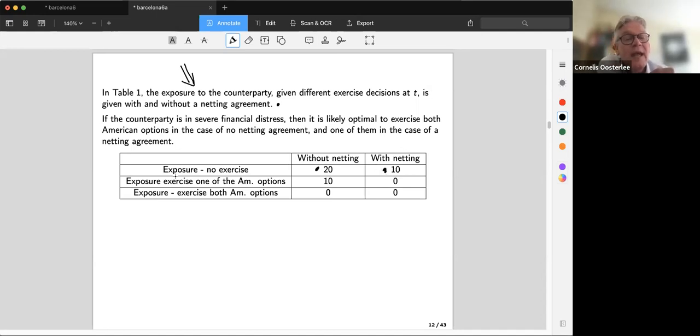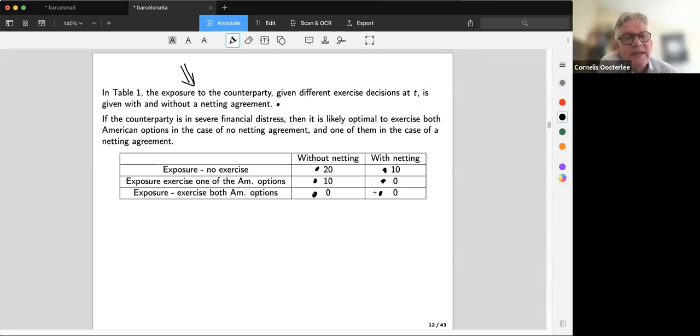Now, if we would exercise one of the American options, the exposure would be only the other American option, so that would be 10 without netting. And with netting, it would be 0, because we would have the future and the remaining American option. And if we would exercise both American options, we would have without netting 0 exposure, and with netting, we would also have 0 exposure.